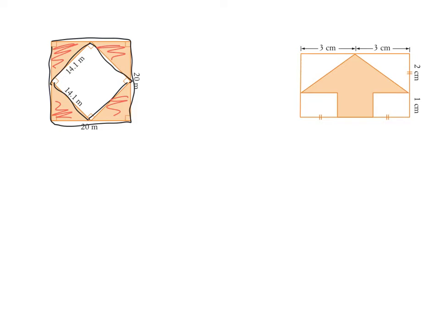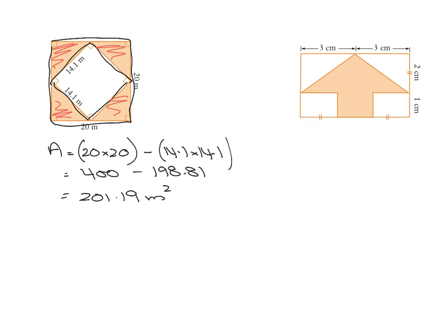Depends upon your measurements that you're given, and it depends upon how you see it as to what you're going to do. In my case, I see the 2 squares obviously, and because we've got the dimensions already given to us, for me, it is easy to go 20 times 20 minus the 14.1 times the 14.1. And I put everything in and I end up with 201.19.